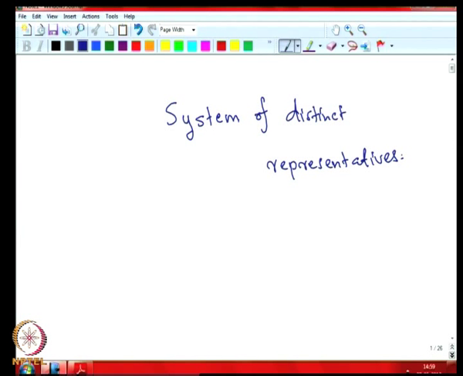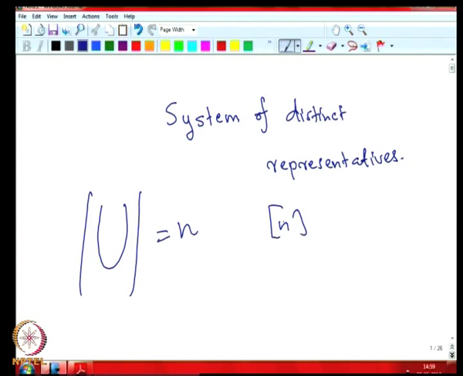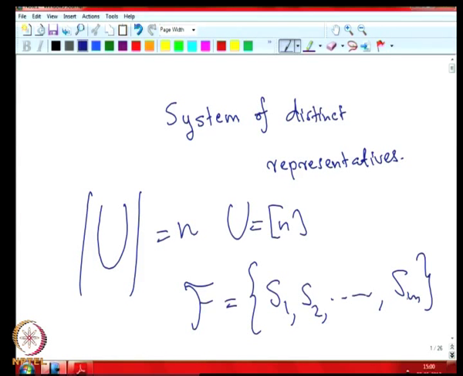So in this problem we have a universe, say of cardinality n, so let us say U equal to [n]. Now, we have a family F of subsets of U, let us say S1, S2, up to Sm. This m can be less than or equal to n or greater than n, but our interest is that we should get a representative. So we want to select m elements from U.